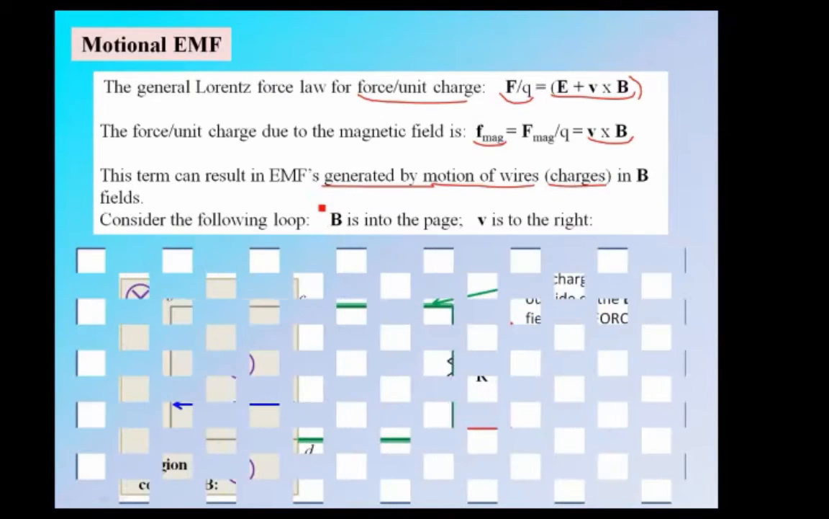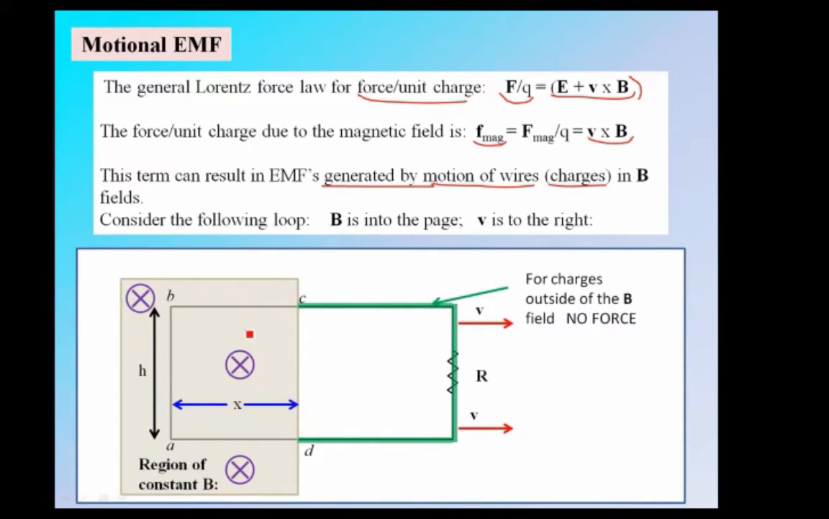Consider the loop that I show here, where I have B into the page, like this, and V is to the right. Notice that we have a portion of the loop in the magnetic field and a portion outside. Any charge in the wires and, of course, in the resistor that are outside of the B field will not experience any force. So there's no force outside. It's only in the area where this part of the loop is inside the B field that we would have a force due to the motion of the loop.